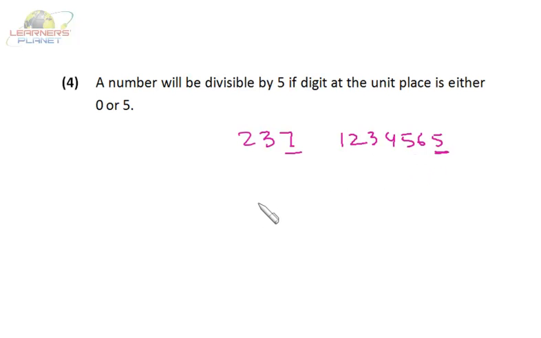Okay, let's take one more example. 5, 2, 9, 1, 0, 3, 0. Now what is the unit digit in this number? It's 0. That means this number is divisible by 5.